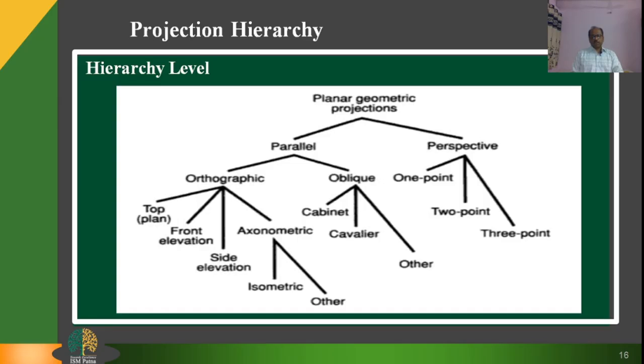and the other one is perspective, which has 1 point, 2 point and 3 point. So, the entire types of projections which have been classified here have been discussed with you, and I hope you all understood what projection is and in how many ways we can project an object. So, that is all.